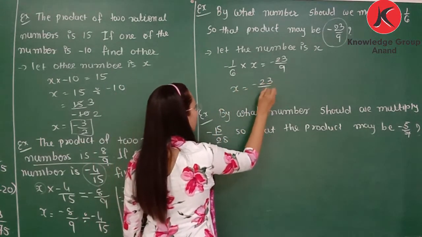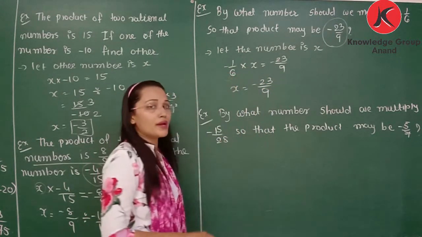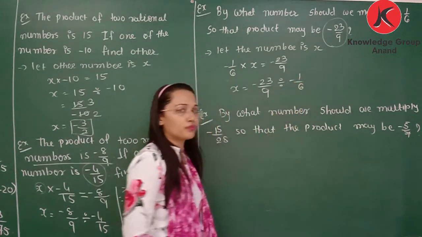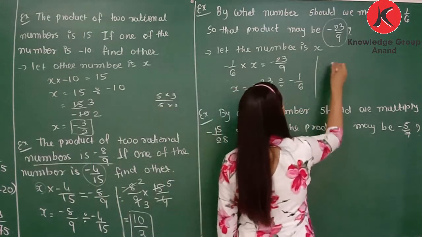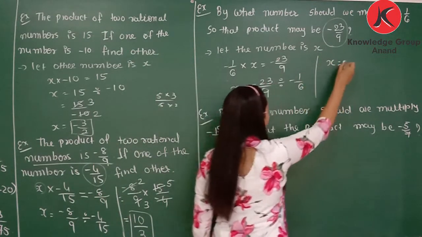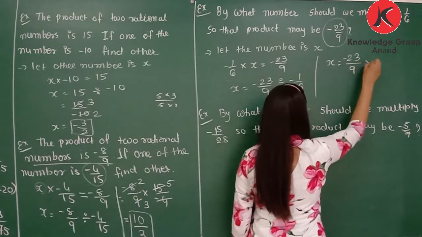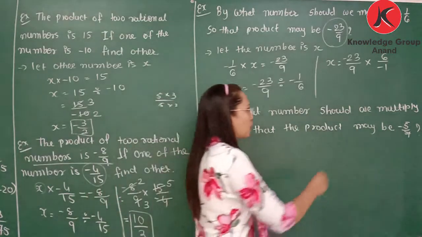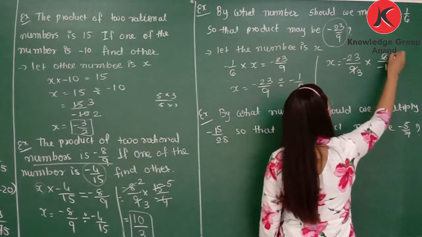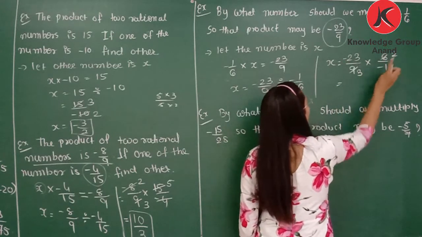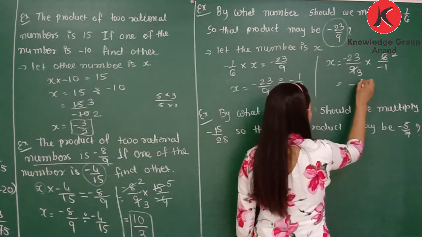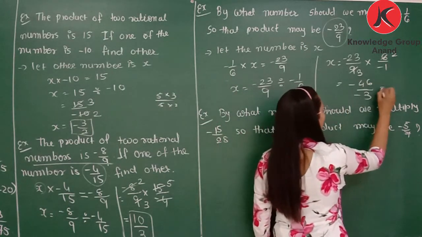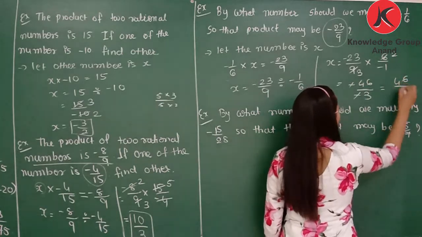So here minus 1 by 6 is multiplied with x to give minus 23 by 9. Now we need to find x. So minus 23 by 9, with minus 1 by 6 in a multiplication, becomes division. So it is divided by minus 1 by 6. Now x is equal to minus 23 by 9 multiplied by 6 by minus 1. Here you can cut the common factor. 3 threes are 9, 3 twos are 6. 23 multiplied by 2 is 46, divided by minus 3. So here you can cut the negative sign, so it is 46 by 3.